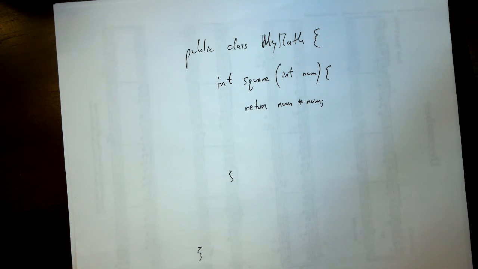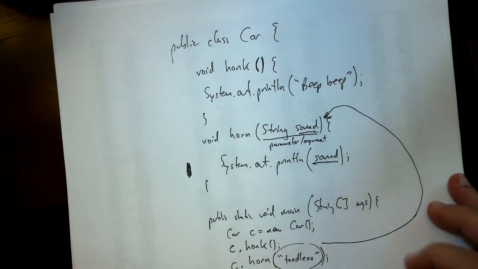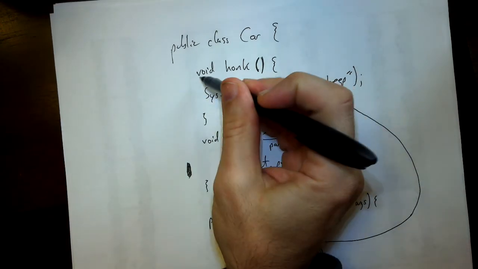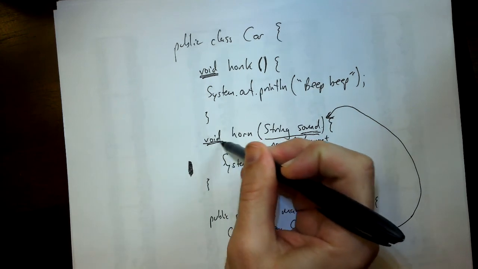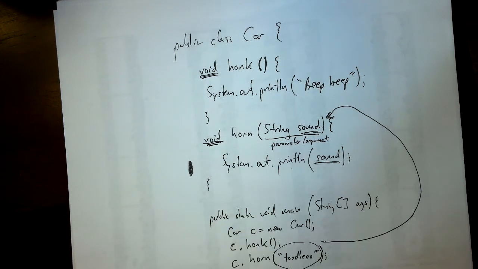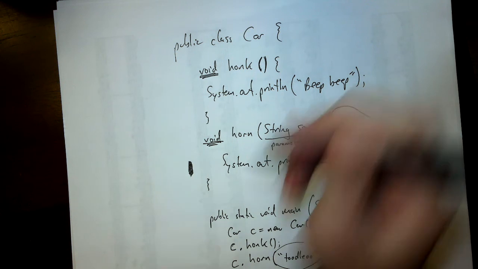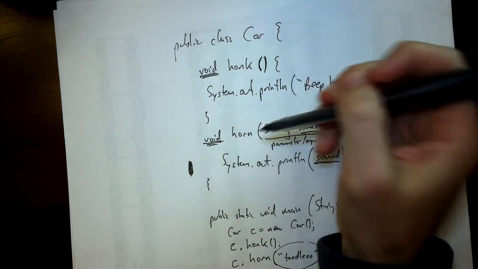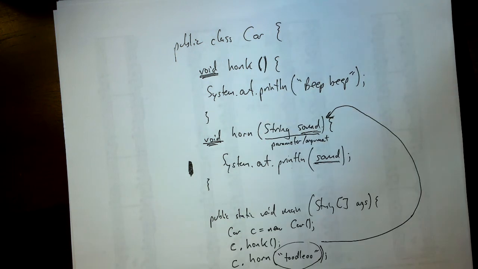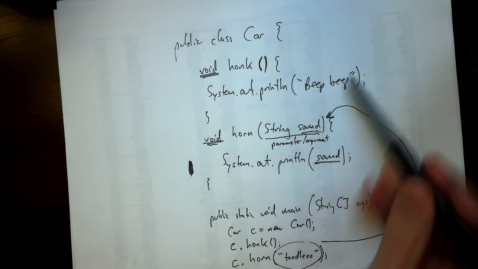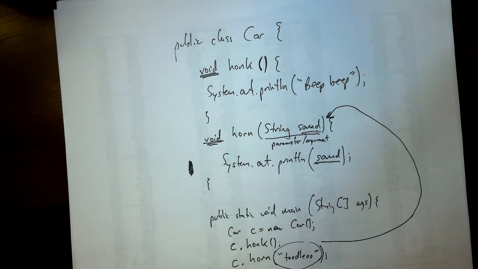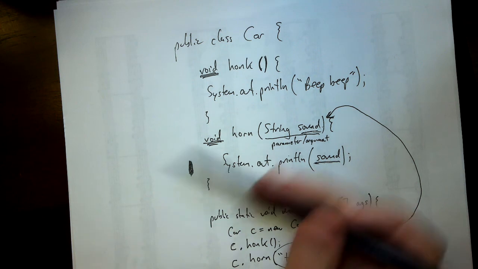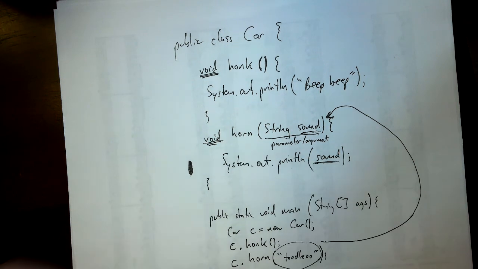Something I skipped over when I was writing those previous methods is this word here, void. The reason I wrote void before these methods is because they don't send anything back. They print out beep beep or they print out the sound, but they don't return anything. So void means nothing, right? They return nothing. They return the void.